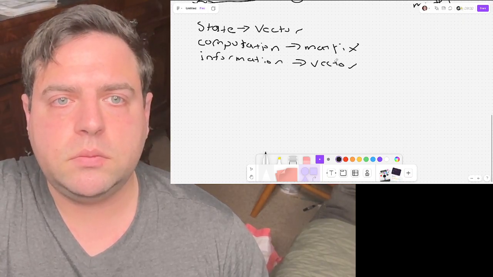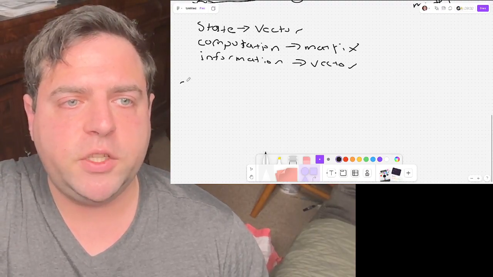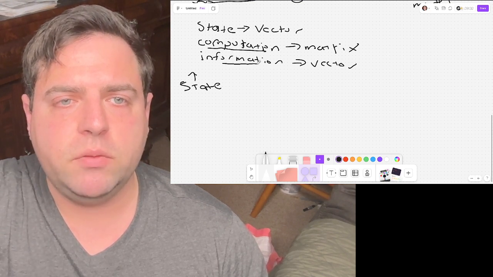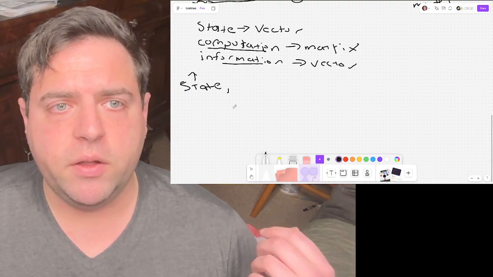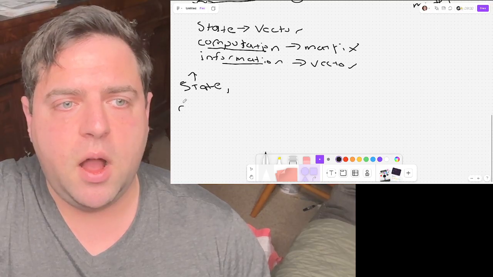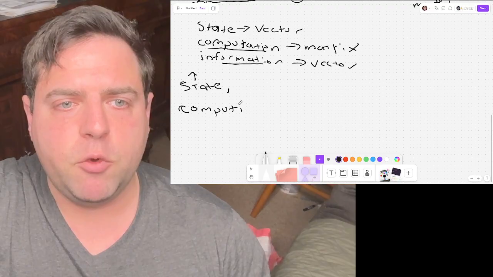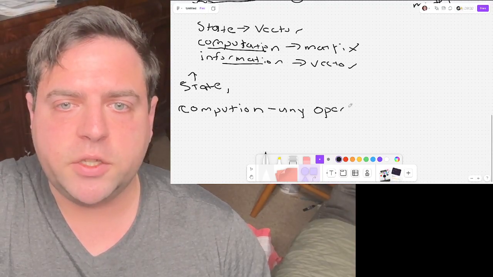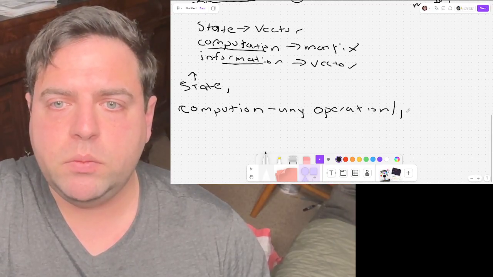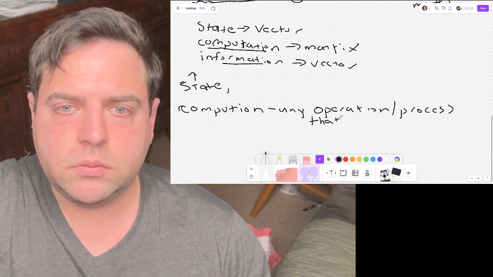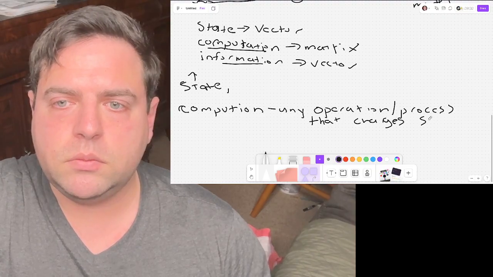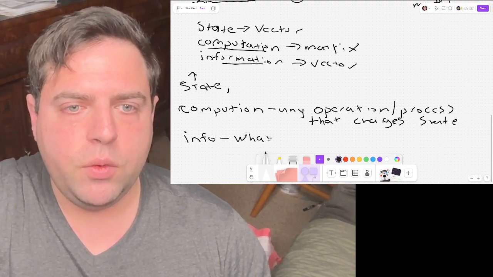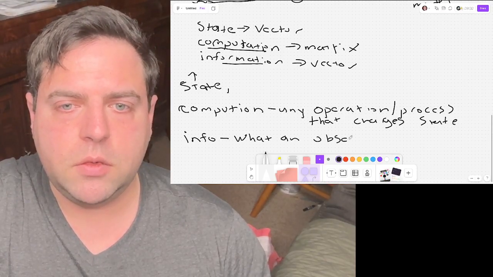Okay. State, we defined above. See above. Okay, what about computation and information? I haven't really talked about those yet. So before we mathematize them, let's get an intuition and a definition for what they actually mean. For the purposes of this course, I'm going to define computation in this way. I'm going to model it, if you will, with this definition: any operation or process that changes the state of the system. And information is just what an observer knows about the state of the system.